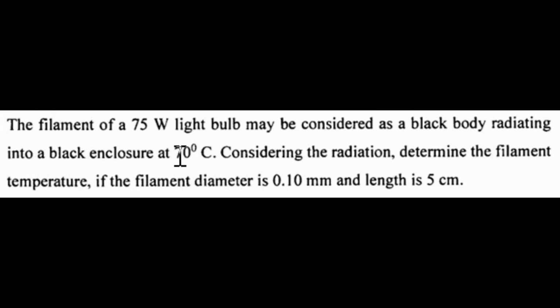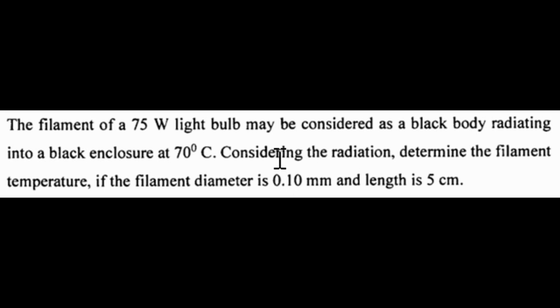So the filament of a 75-watt light bulb may be considered as a black body radiating in a black enclosure at 70 degrees Celsius. Considering the radiation, we have to determine the filament temperature. We are given the filament diameter as 0.10 mm and length as 5 centimeters.